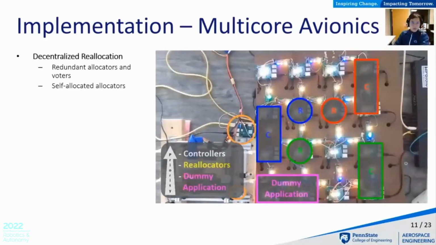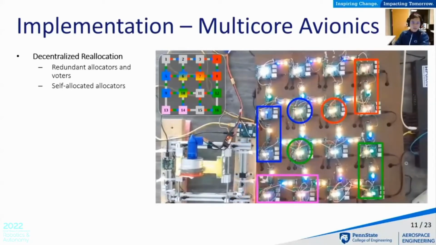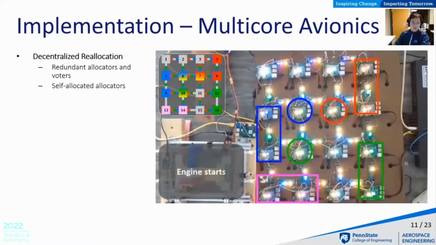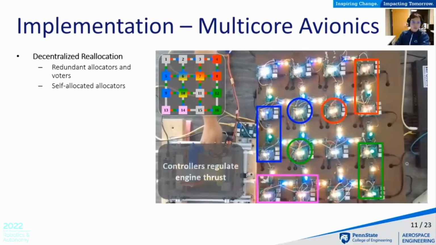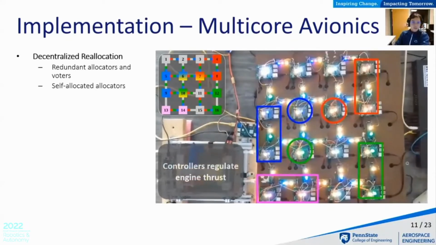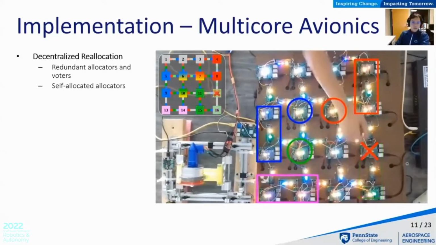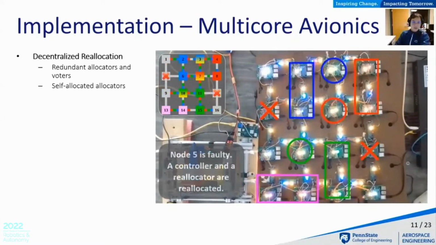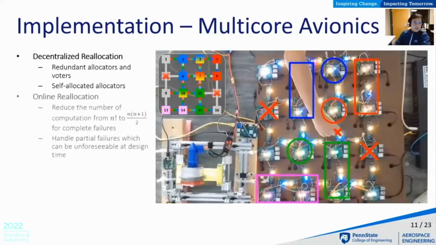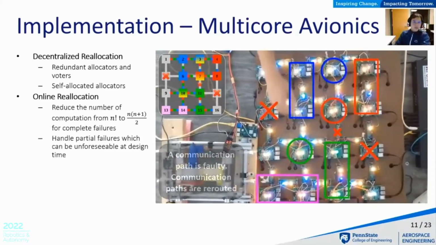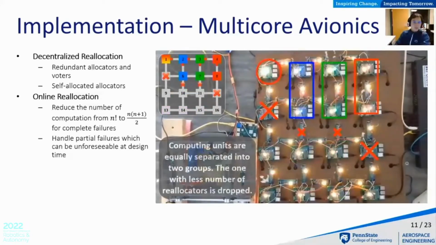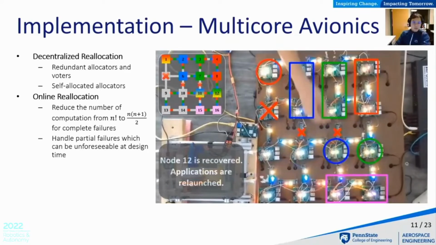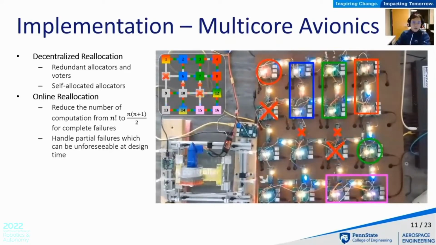In the first implementation, we look at the emulator of multi-core avionics. This shows the direct application of our problem formulation. The software relocation is performed in a decentralized fashion, which means there is no specific hardware dedicated to running the scheduling algorithm. The scheduler is considered as one of the software applications and can relocate itself. In addition, the software relocation is also performed in an online fashion in order to reduce the number of computations from n factorial to a summation from 1 to n, which can save a lot of internal memory for storing solutions. Besides, it can also handle partial failures, which can be unforeseeable at design time.